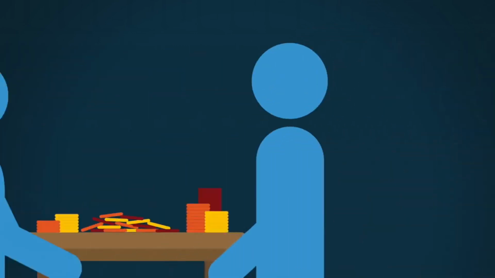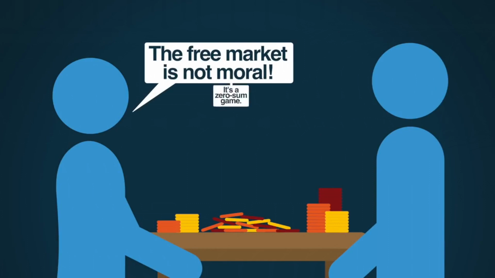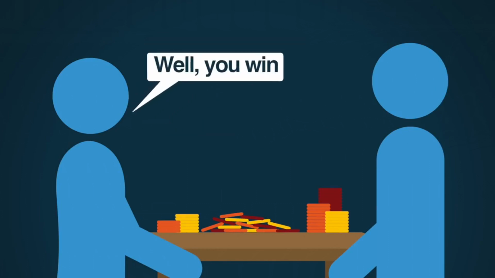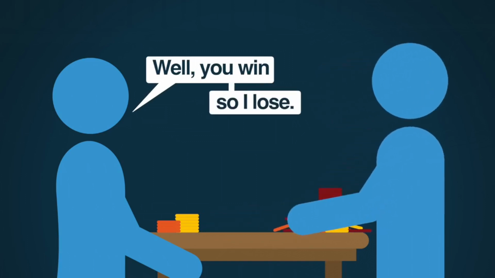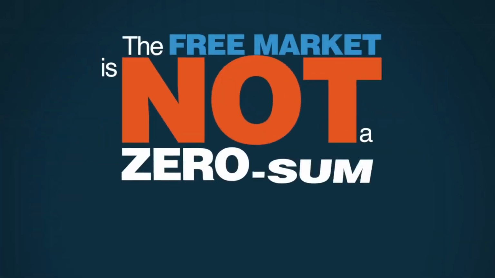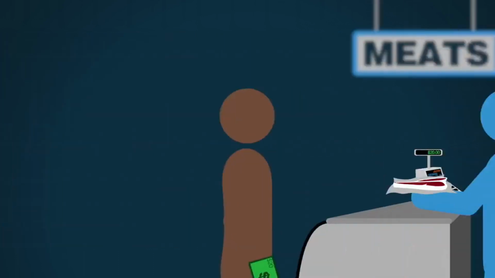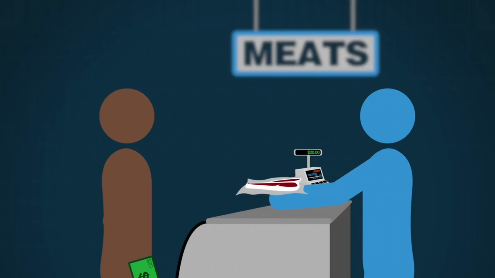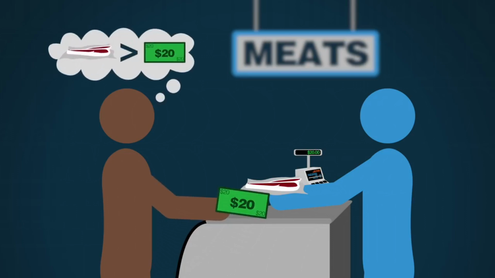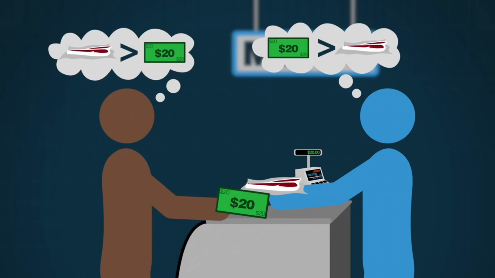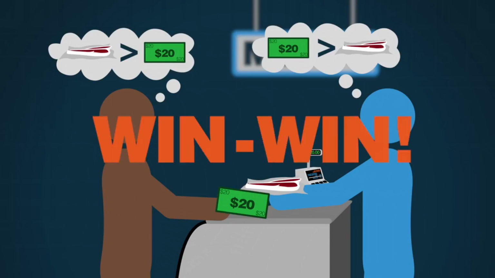People accuse the free market of not being moral because they say it's a zero-sum game, like poker, where if you win, it means that I have to lose. But the free market is not a zero-sum game, it is a positive-sum game. You do something good for me, such as give me that steak, and I'll do something good for you, give you $20. I'm better off because I value the steak more than I value the $20, and the grocer is better off because he valued the $20 more than he valued the steak. We both win.